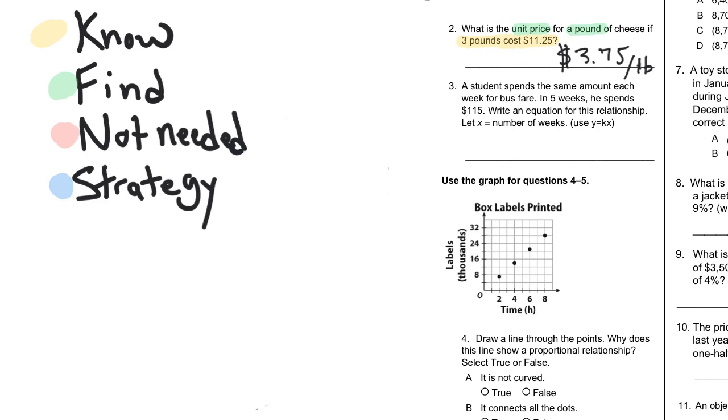I know I need to use y equals, oops, wrong button. Let's try that again. We know we're going to use y equals kx. We know that in 5 weeks, that seems important, 5 weeks, and $115. We know that x equals number of weeks. Right? These are all things that we know. What are they asking us to find? They're asking us to write an equation for this relationship. Okay? And they're asking us to use y equals kx. What is not needed?